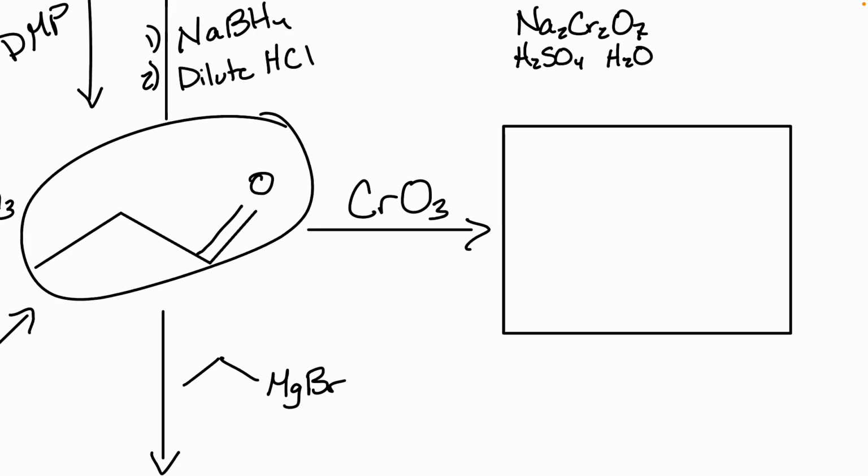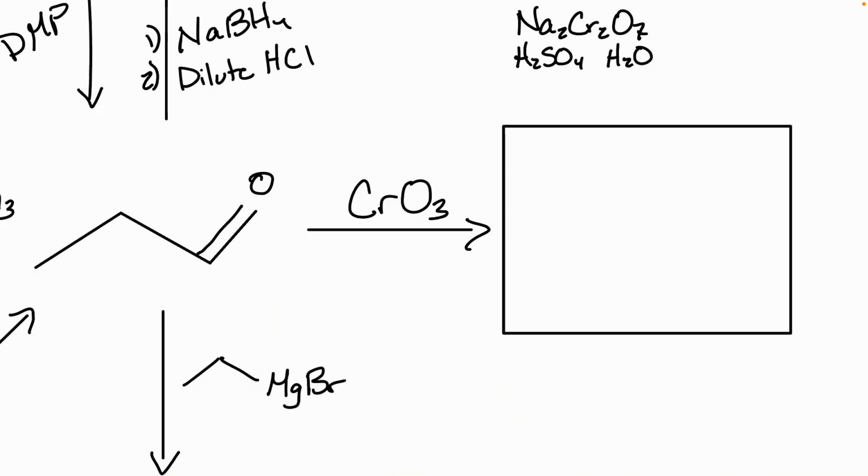Can I oxidize this any further, or is it stuck here? Right, it's on the end, so just like a primary alcohol, I could oxidize it fully all the way to what we call a carboxylic acid. So just like primary alcohols, when they're hit with one of these chromium reagents, one of these strong oxidizers, they form carboxylic acids. Aldehydes are the same thing. They can be oxidized further to carboxylic acids.